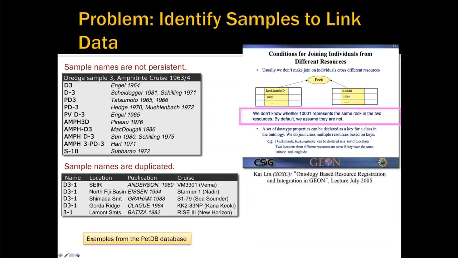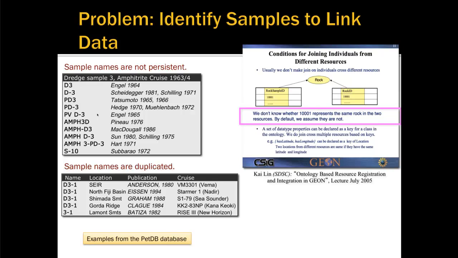And this just here on the left side of the panel, you can see compilations that come out of the PETDB database, which is a database for the geochemistry of seafloor igneous and metamorphic rocks, where you can see in the lower part an example for D3-1 coming from very different cruises.